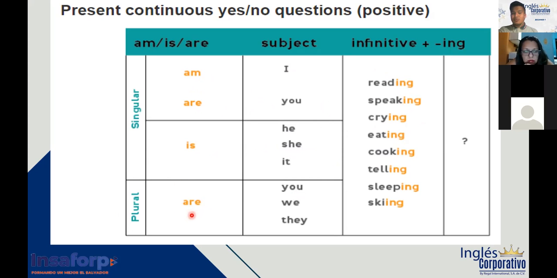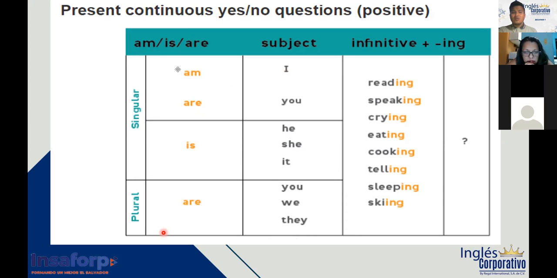Now let's go with the plural. Are you telling? Are we sleeping? Are they skiing? All right, so here we can see the very basic form of creating questions. And how are we going to answer those questions? ¿Cómo vamos a responder a esas preguntas? It's very simple. Because these questions that we have here are yes or no questions.